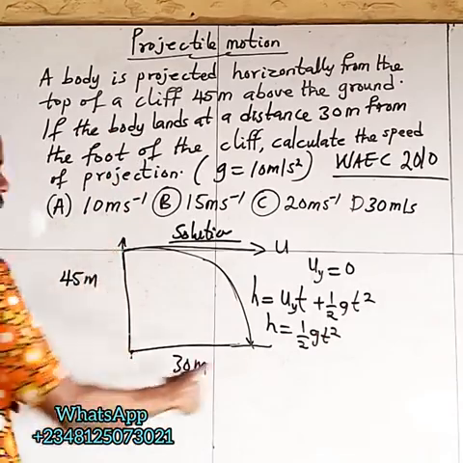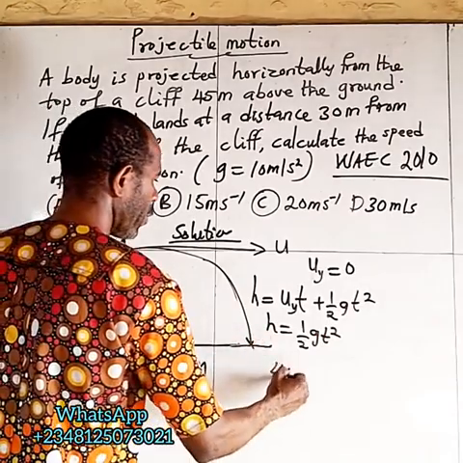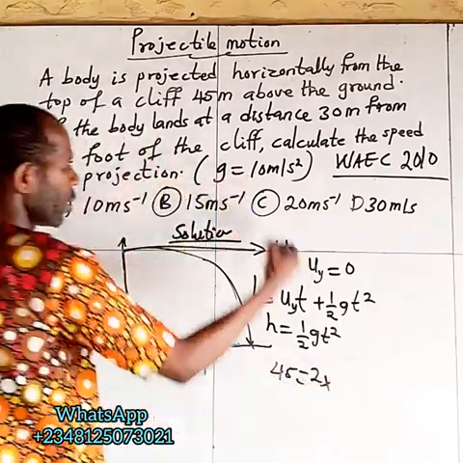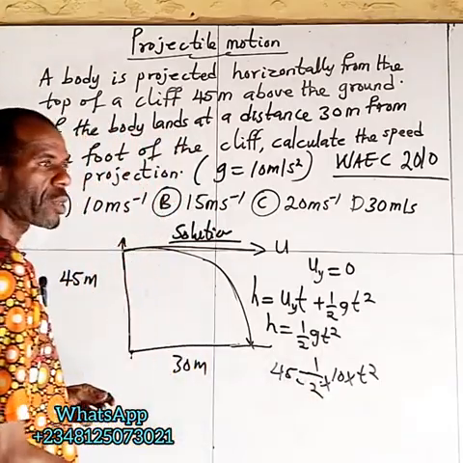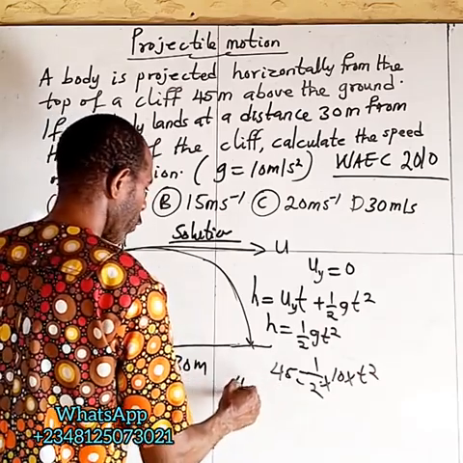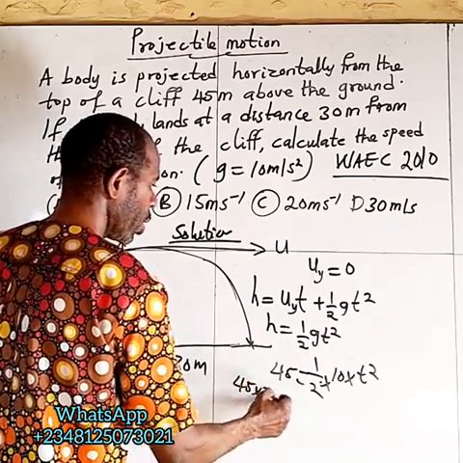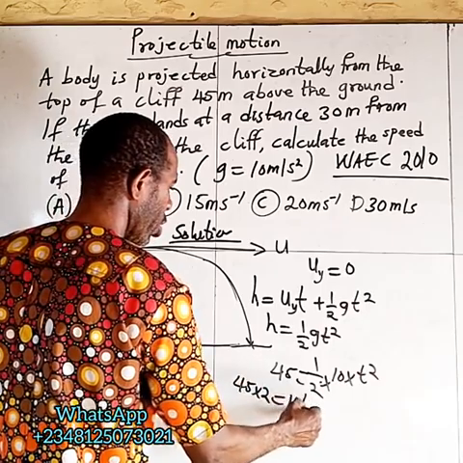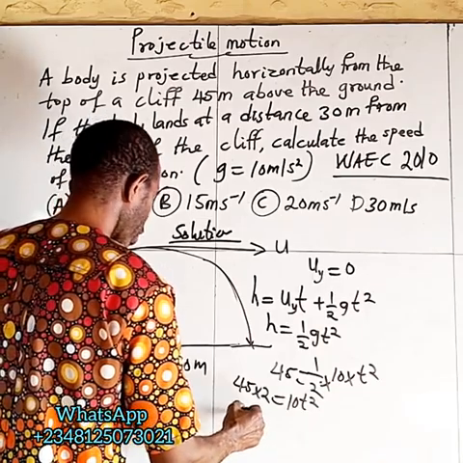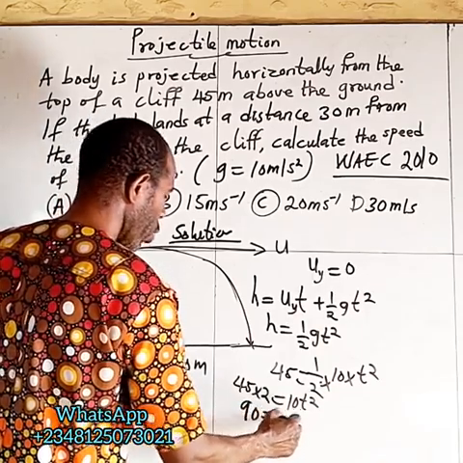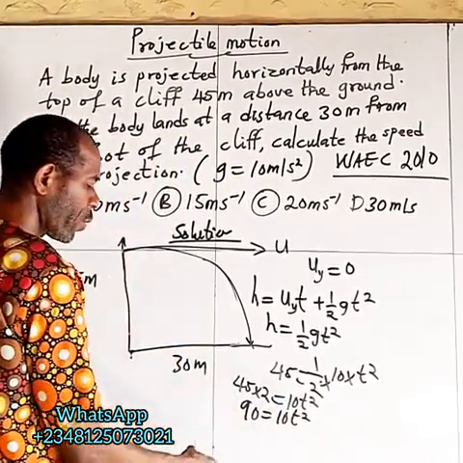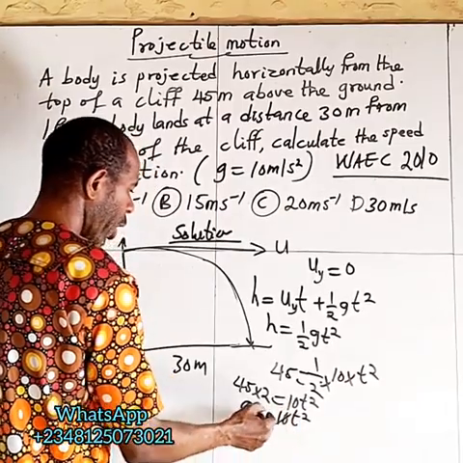Then substitute 45 for h equal to 1/2 times 10 times t squared. Now we can cross multiply. We have 45 times 2 equal to 10t squared, which gives us 90 equal to 10t squared on the right hand side. Now let us cancel out 10 there.